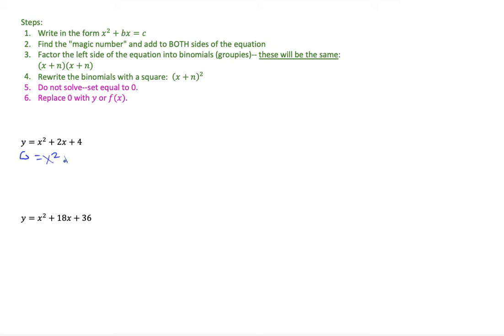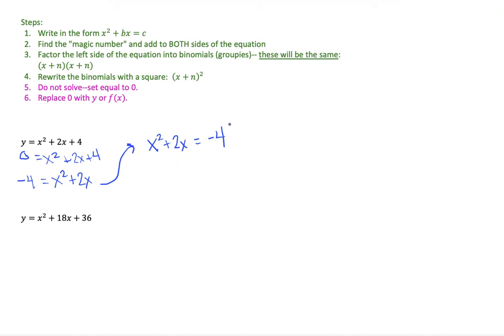equals x squared plus 2x plus 4. We want to subtract 4. Since we're used to having the 4 on the right side of the equal sign and this stuff on the left side of the equal sign, when I subtract 4, I'm going to actually rewrite it. And that's just for simplicity. So I'm going to rewrite it with x squared plus 2x on the left side and negative 4 on the right side.